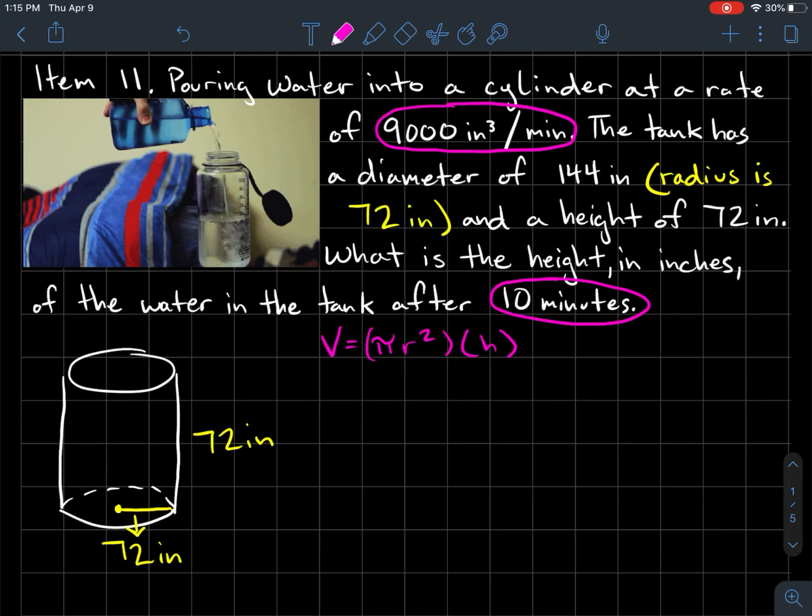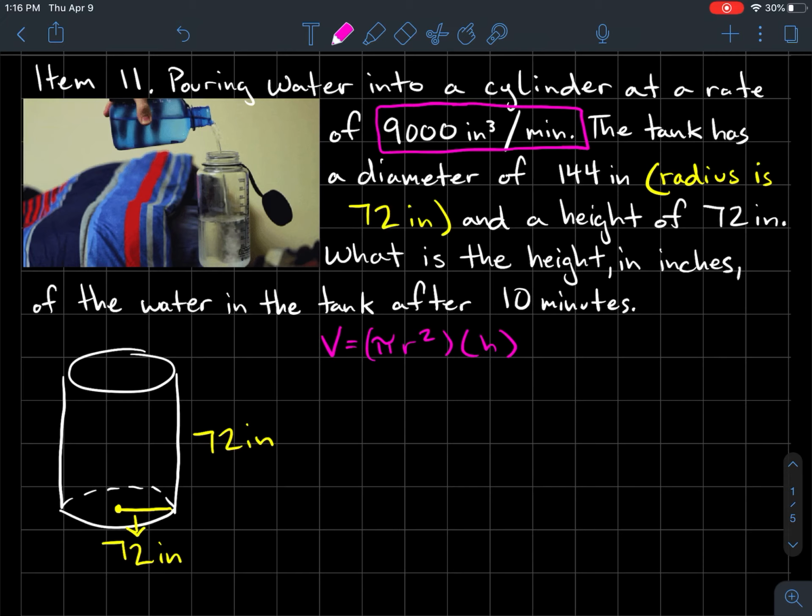So let's first start off with the formula for the volume of a cylinder. In pink, you have the formula for the volume of a cylinder, right? And then let's take a look at the reading and identify the one key thing that we're going to need. We're going to need this 9,000 inches cubed per minute. We're going to use that 9,000 inches cubed per minute and plug it into our formula, and the number for height that we're going to get is going to indicate how tall the water is within the cylinder after 1 minute.